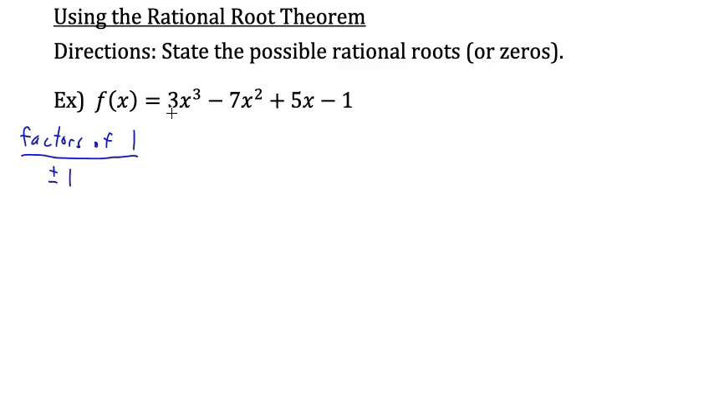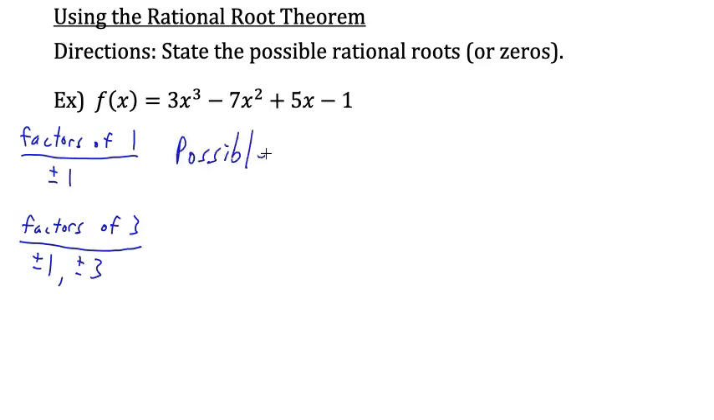Let's write a list now of the factors of the leading coefficient. So factors of 3. That will be, we'll see, the number 1 is a factor of 3. And 3 is a factor of 3, because nothing else divides into the number 3. All right, so it's time for us to figure out our possible roots.